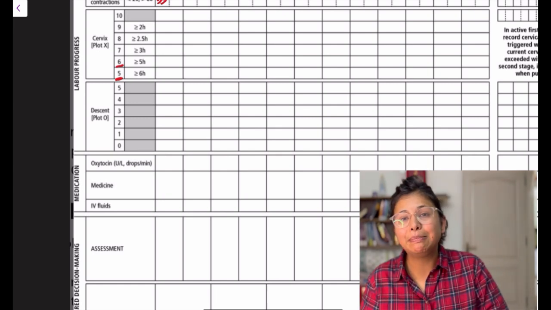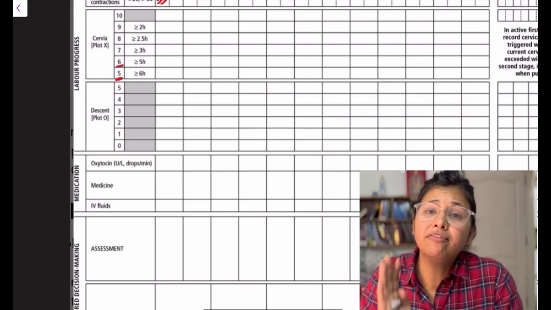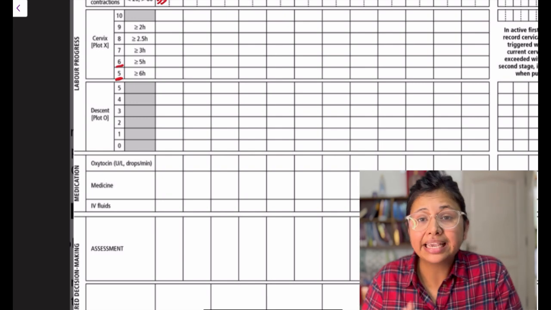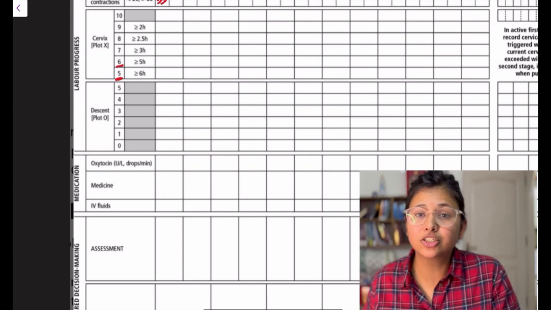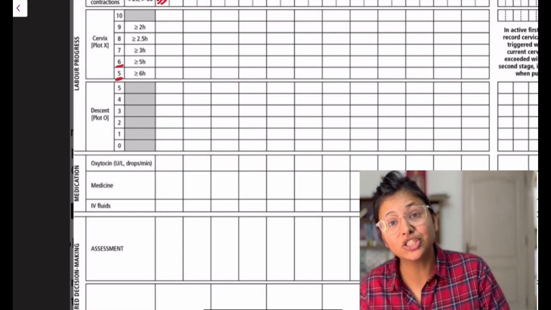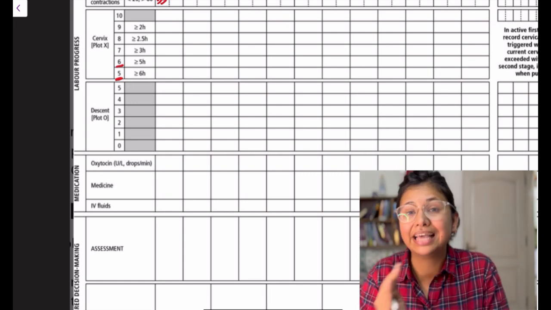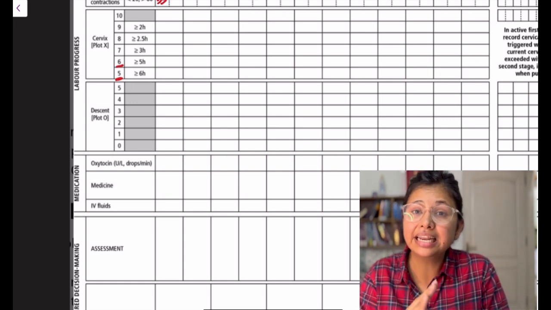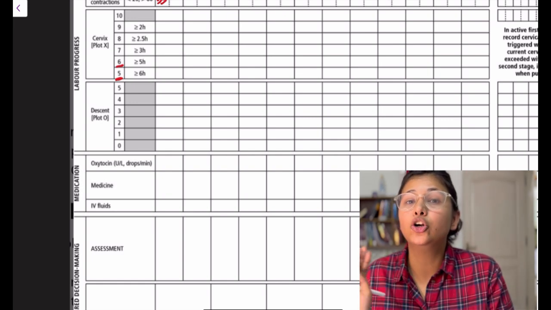What this basically means is that if a woman is coming to me at a dilation of 5 centimeters, then I can easily give her 6 hours to progress. If she remains at 5 centimeters, 6 hours have elapsed and she's still at 5 centimeters, it is only then that I will think this labor is progressing slowly. And it is only then that I should have the need to intervene.